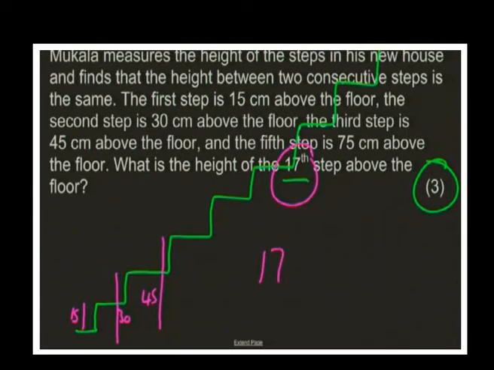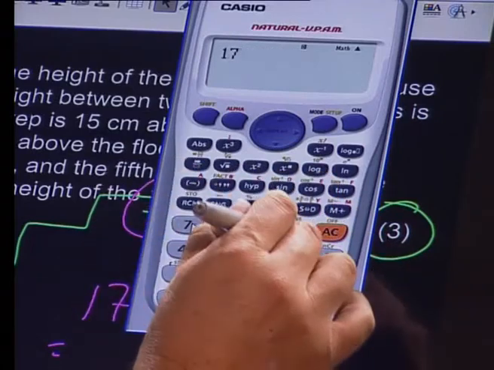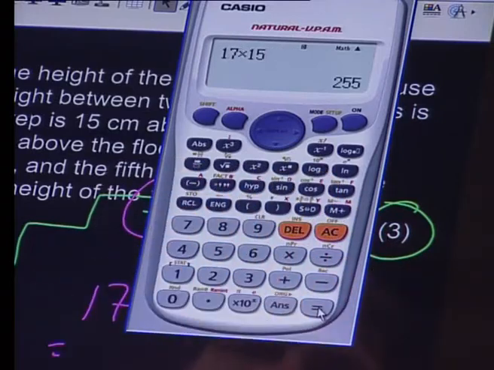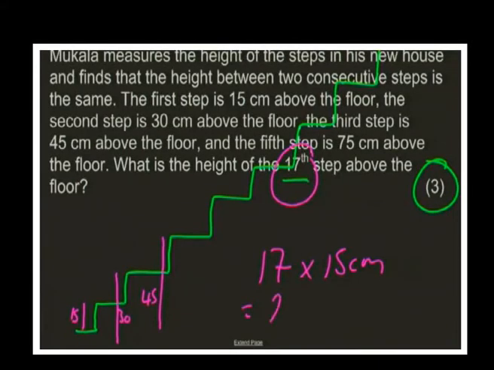So the 17th step, if each one is 15 centimeters, well, it's easy, isn't it? All we're going to say is 17 times 15 centimeters. So 17 multiplied by 15 equals 255. So I've got 255 centimeters. Okay, so let's just read the question.